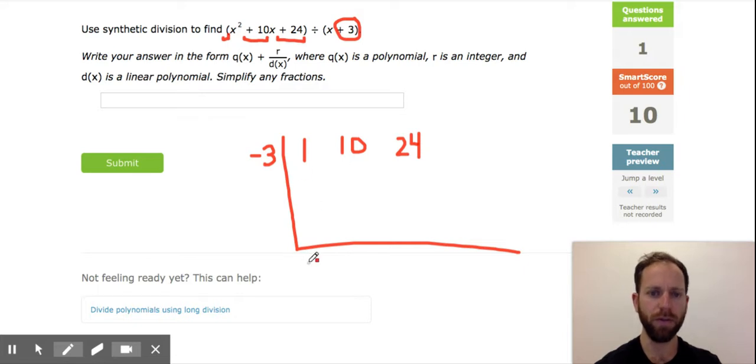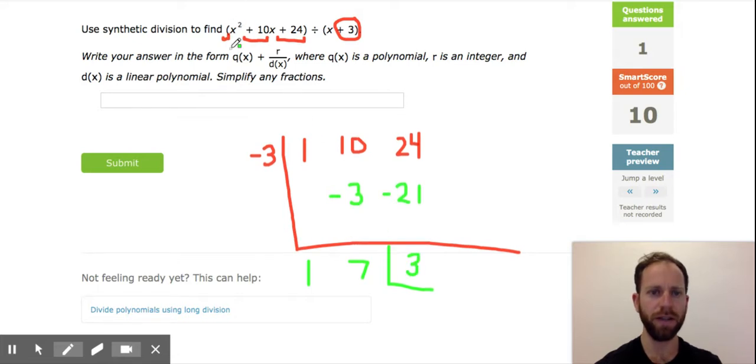So let's bring down the 1. Here, let's do this with a different color. So we'll bring down the 1. 1 times -3 is -3. 10 minus 3 is 7. 7 times -3 is -21. And then we're going to have a remainder of 3.